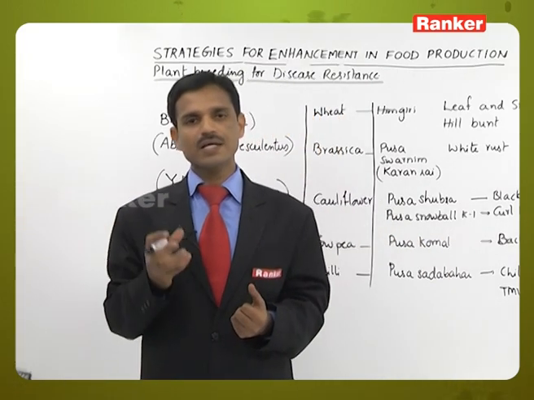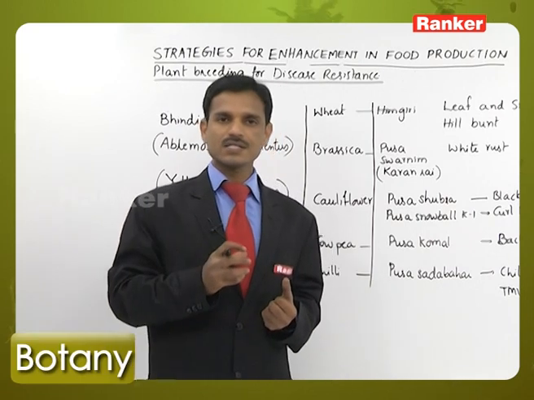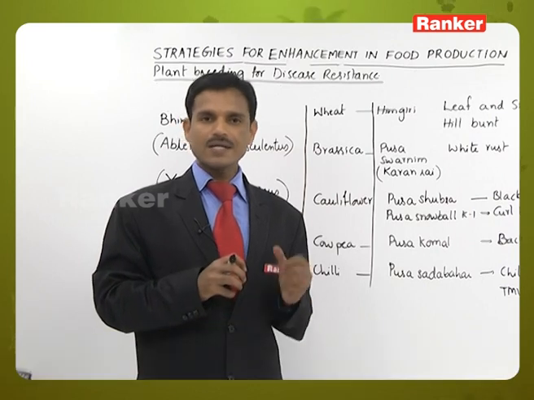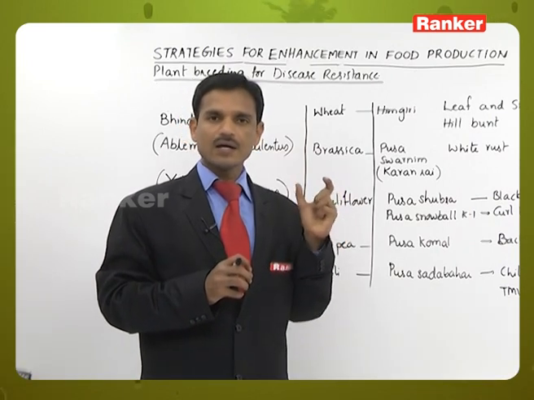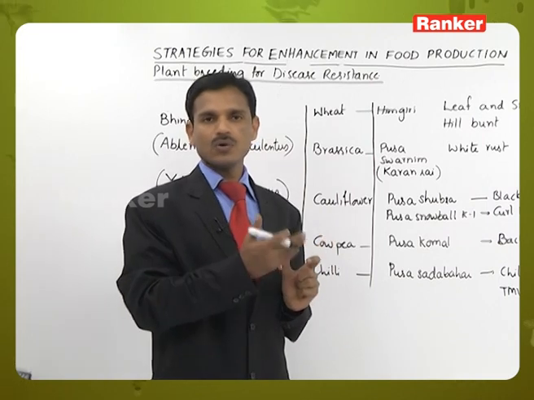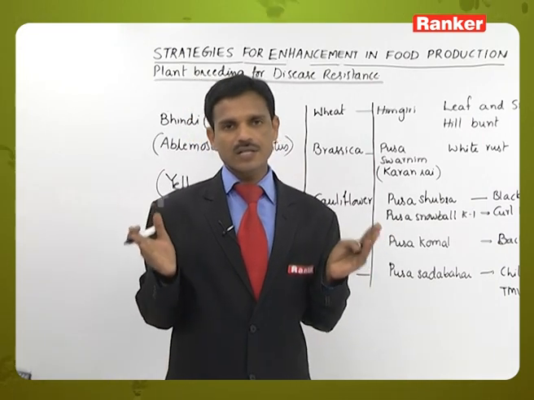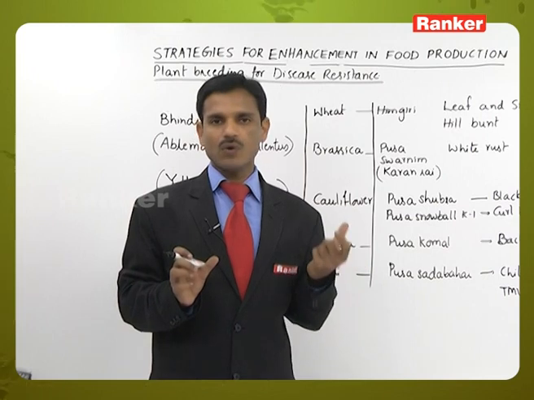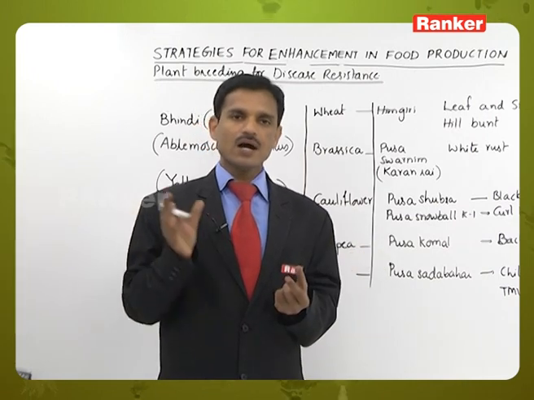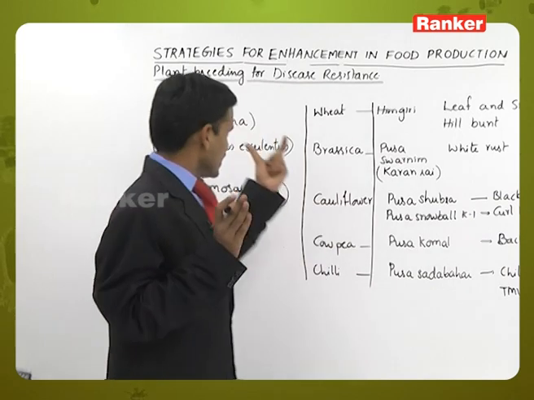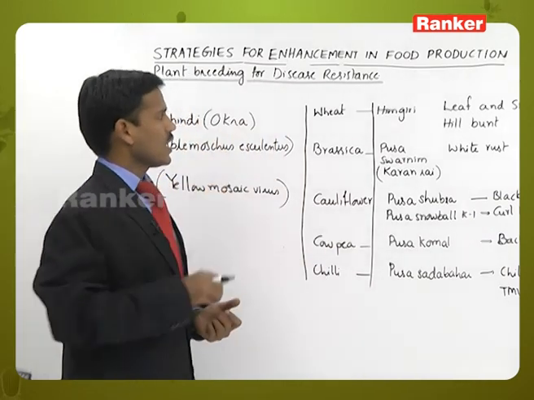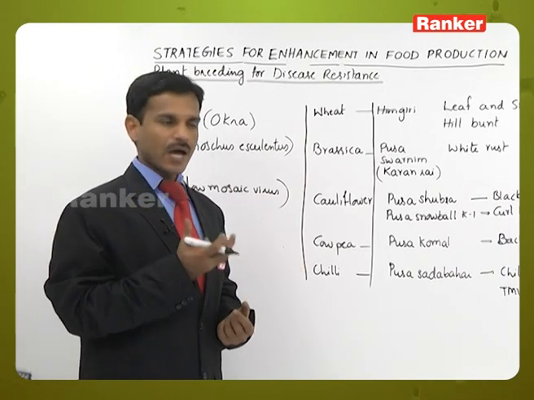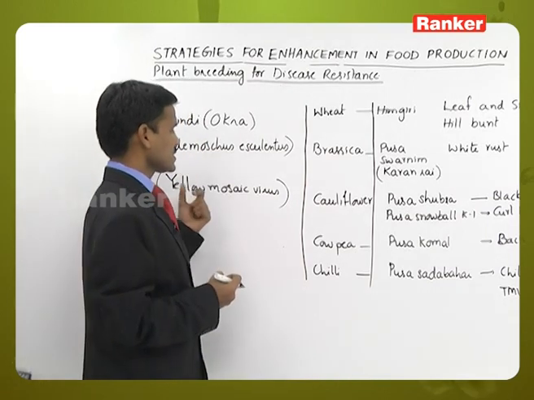Wild varieties generally have the disease resistance quality but with poor or low yielding, and some other plants have high yielding capacity but no disease resistance. So these two plants, the wild variety with disease resistance and the other variety with high yielding quality, are crossed, and the disease resistance quality is incorporated into the high yielding variety. When these two plants are crossed, the hybrid variety shows high yielding quality and disease resistance.